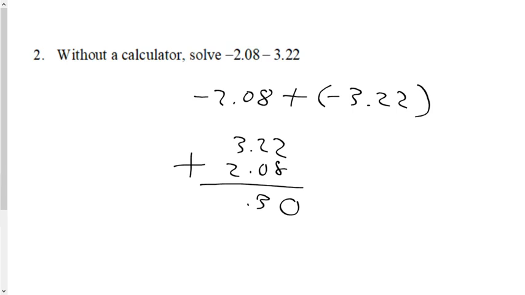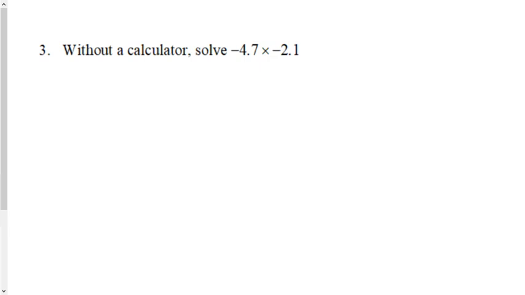10, 3, 5. So your solution to this one would be a positive 5.3, or if you want, a positive 5.30. Oh, sorry, negative. Sorry, thank you. Negatives, because you're adding negatives and negatives.